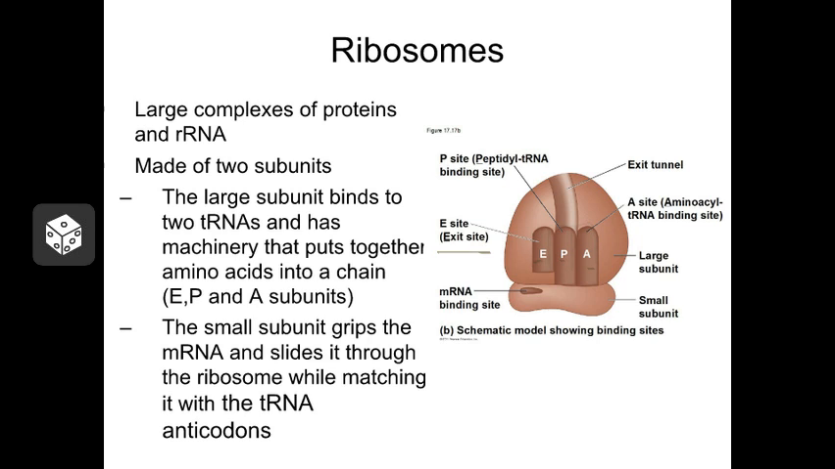Now, what are those slots for? Well, these are sections where tRNAs are going to fit into the ribosome, and they're going to be carrying the amino acid ingredients that we need to make the protein.